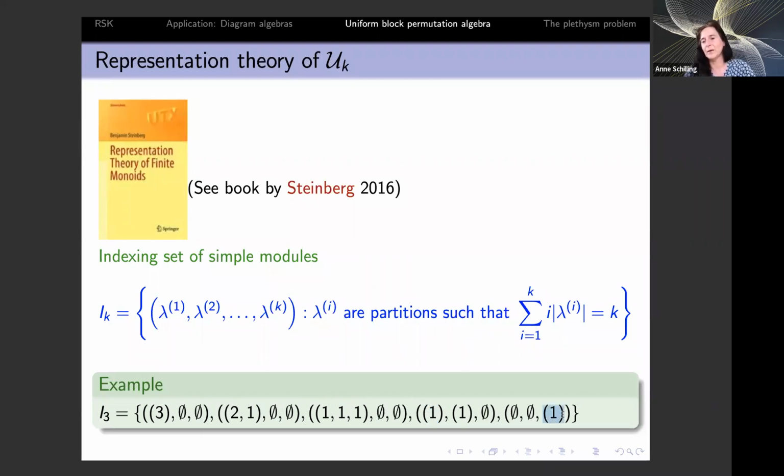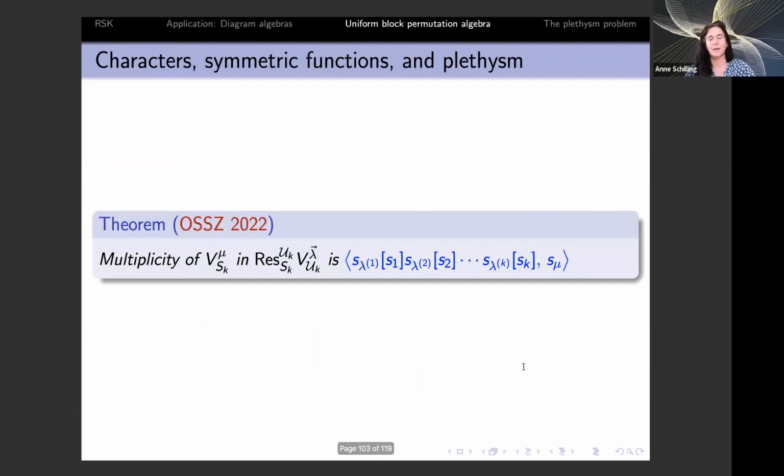Or you can put just a partition of size 1 in the third slot that's weighted by a 3, so therefore the other two partitions have to be empty. Okay, so that is the indexing set for the simple modules.